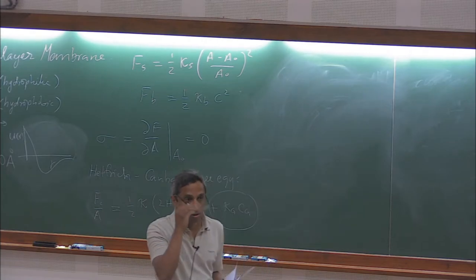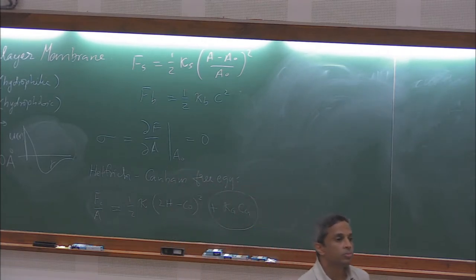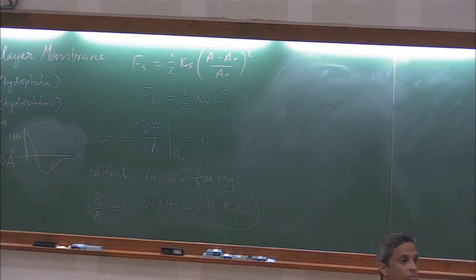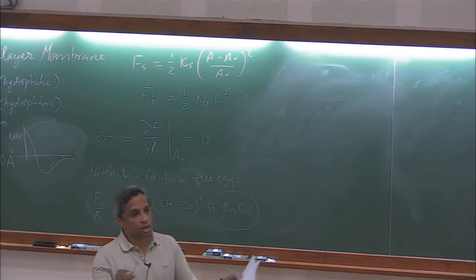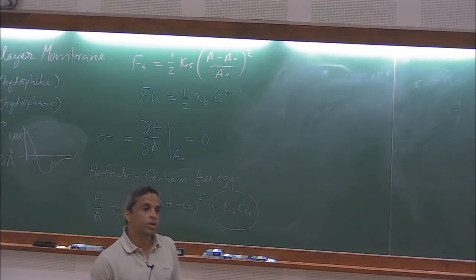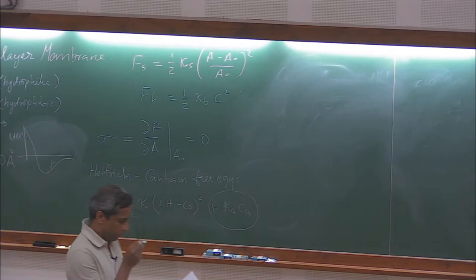Yeah. Locally, you can have, absolutely, absolutely. So when you do the minimization for shape, when you want to calculate shape, you're integrating over the entire surface, and then you don't have to worry about it.